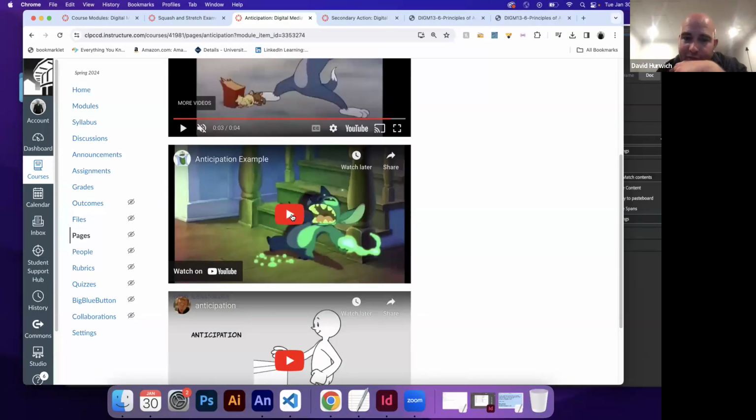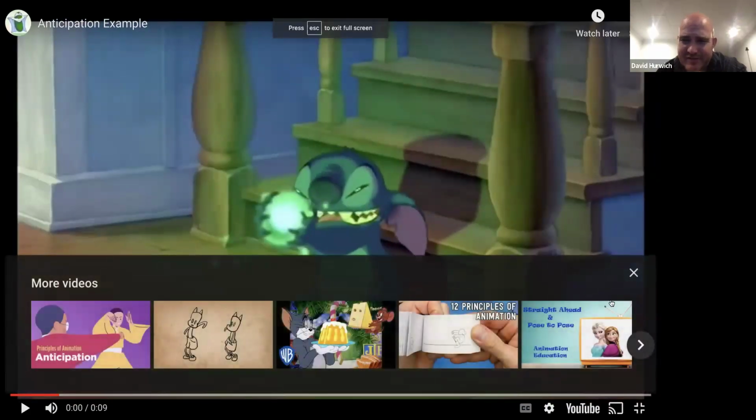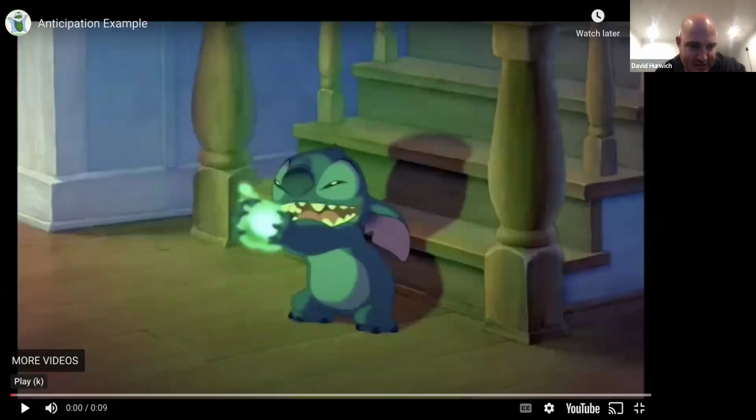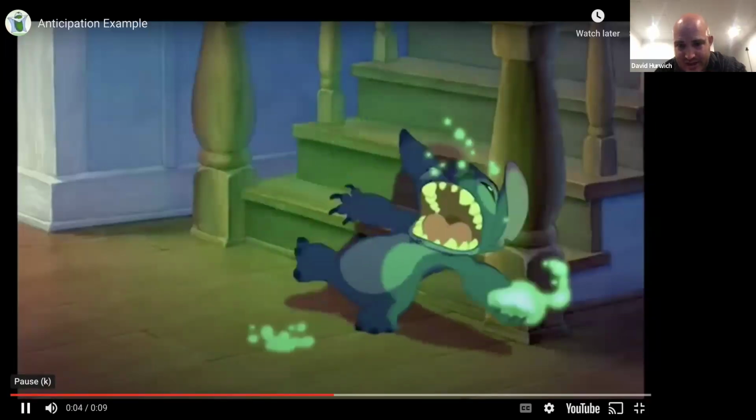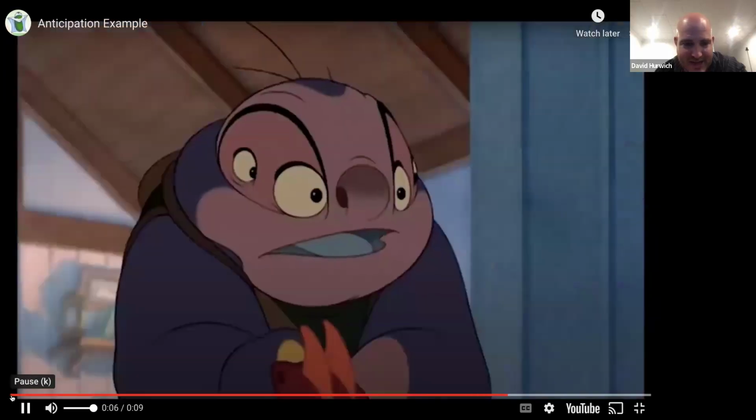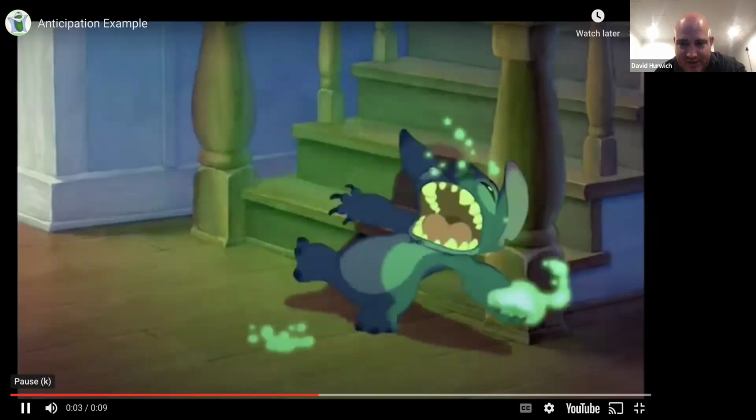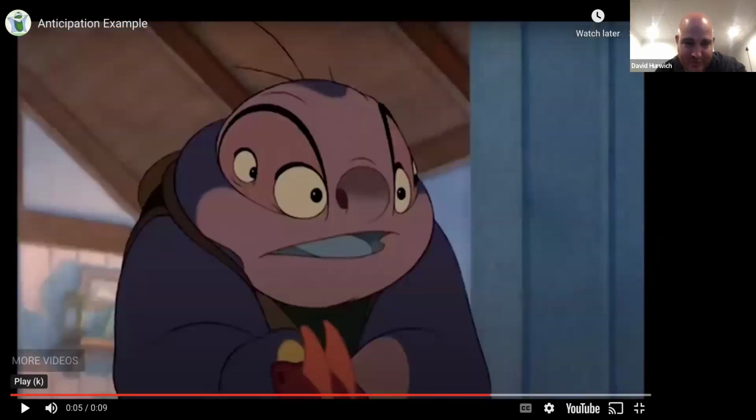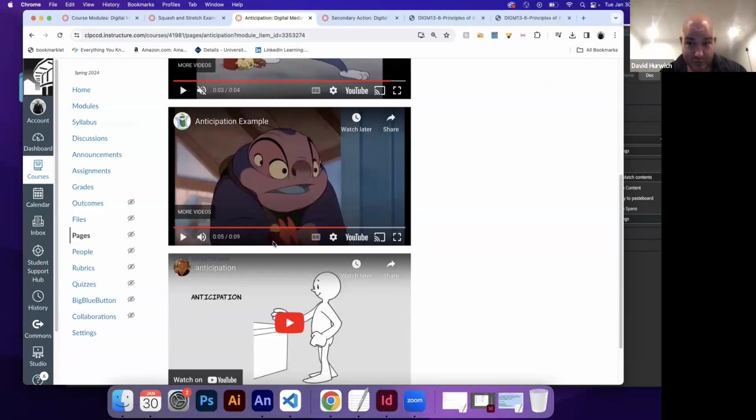Here's another one from, I believe this is from Lilo and Stitch, the movie. Might be from the TV show, I'm not sure. But it's like the fireball or whatever it is is hot. So it's like, ooh, ooh, ooh. So you're watching that, right? And then he winds up and then he throws it. So rather than just throwing it, it's the anticipation of what Lilo or Stitch is going to do with it.